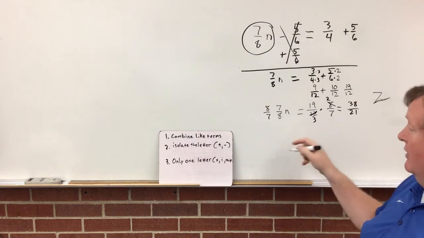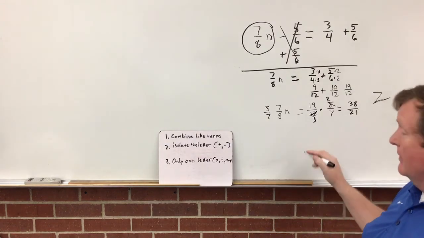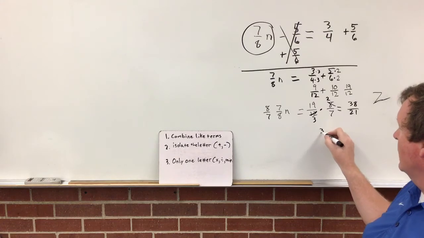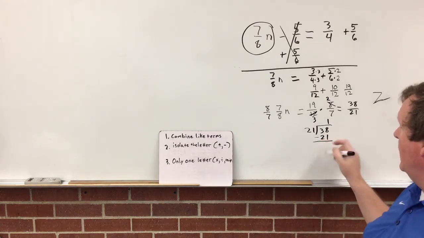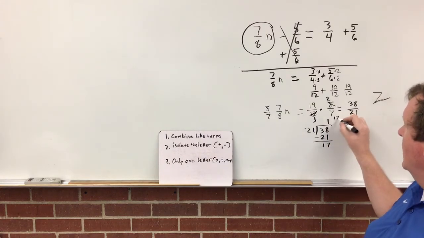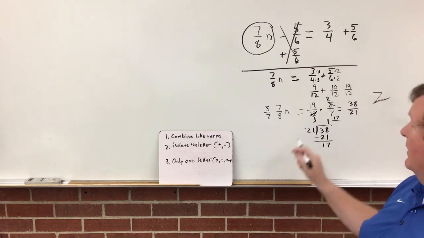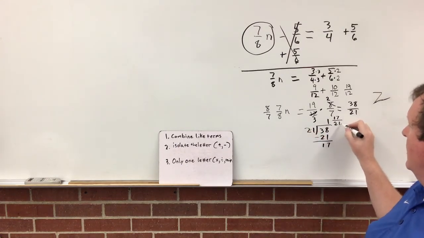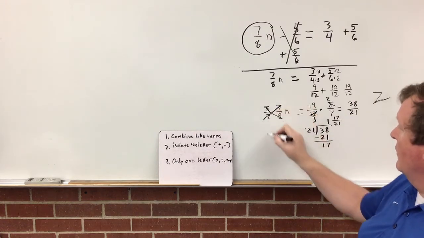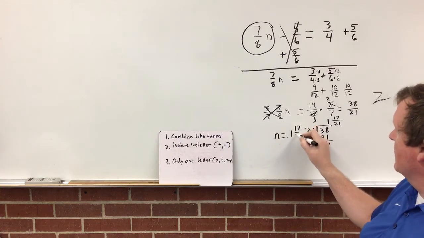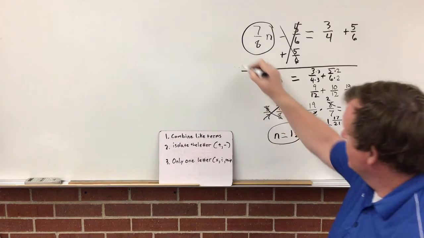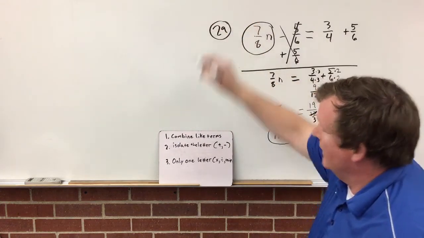Now we look at our answer. Okay? It's improper, so we've got to make it a mixed number. This shouldn't be too hard on this one. 21's only going to go into 38 one time. And then remember, our remainder, 38 minus 21 is 17, becomes the numerator, and our divisor becomes the denominator. These canceled out over here, leaving me with just 1n equals 1 and 17 over 21. This is the answer to number 29.